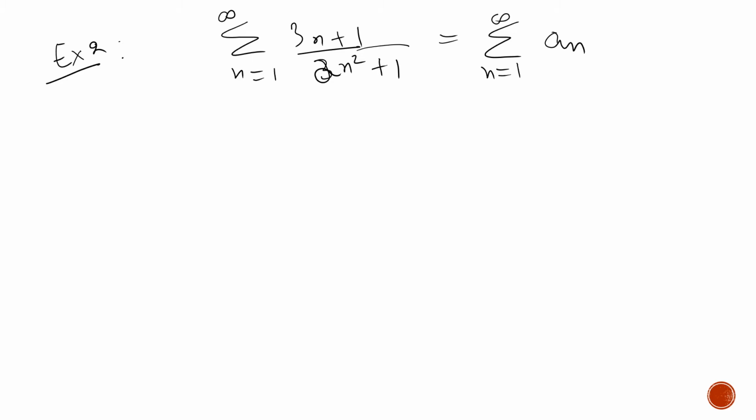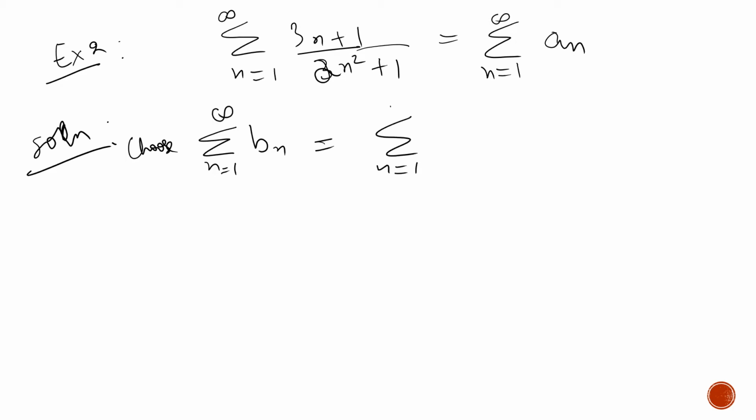So now again, if you want to apply the limit comparison test, you need to choose a suitable Bn. So suppose that we choose Bn as this, and you know that this is divergent. By integral test you have already seen that this is divergent.